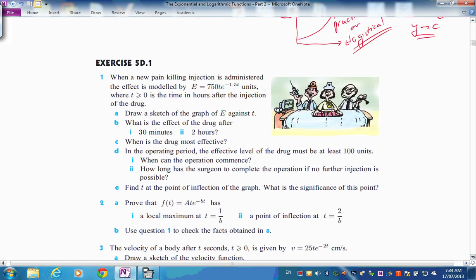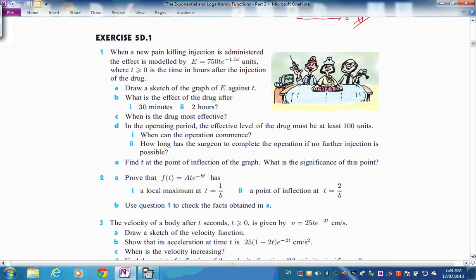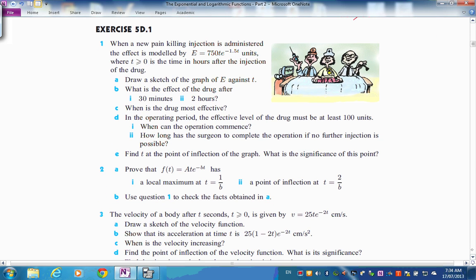And so here we are. Let's have a look at this one. This is a surge function, administering a drug. Draw a sketch of the graph. So you'll use technology there.